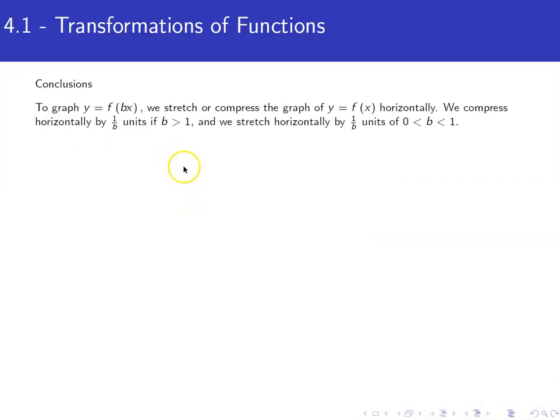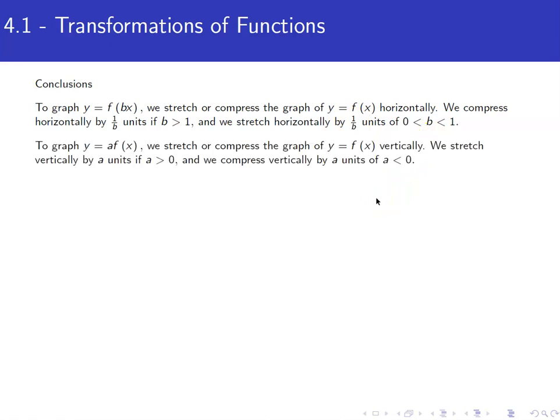If we want to sketch the graph of y equals f of bx, meaning that we've replaced all the x's with b times x, or the b has been multiplied on the inside, we get compressed horizontally by the reciprocal if b is greater than 1. We get stretched horizontally by the reciprocal if b is between 0 and 1.